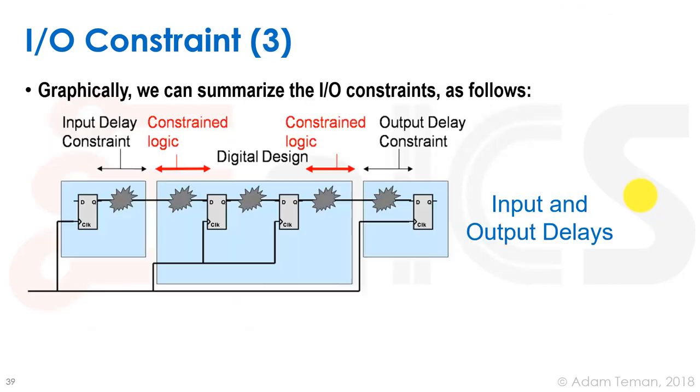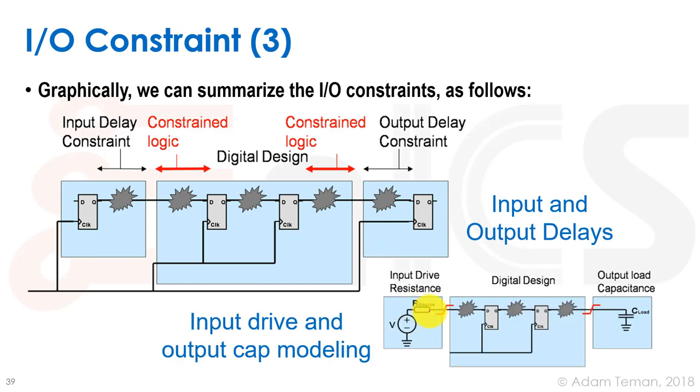Okay, to summarize our constraints, let's look at it again. So this is our design. These reg-to-reg paths are completely enveloped inside our design, but the in-to-reg paths, reg-to-out paths, and the in-to-out paths as well need to have the part that's missing modeled in order for us to apply our static timing analysis to them. So we use an input delay to model this part, and an output delay to model this part. In addition to that, we have to show what our driver is, which is the set_driving_cell, and we have to show what our output load is, which is the set_load. So that's how we're going to model our inputs and outputs to our design.